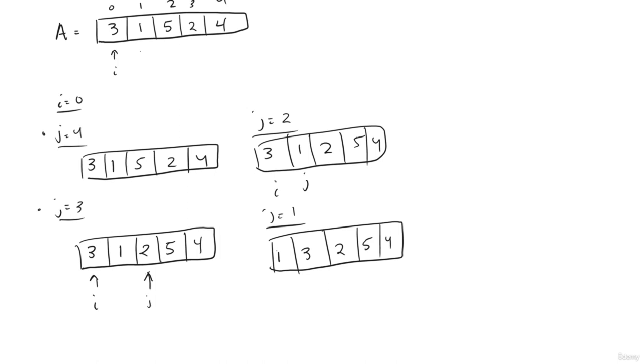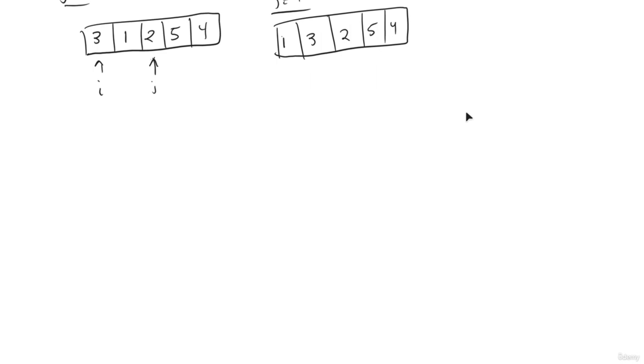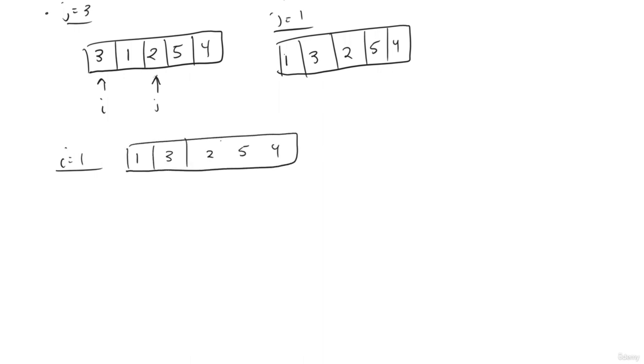And then now we move the counter I. And this is what it's going to look like. I'm going to give myself some more real estate, keeping this array in mind right here. What we do is now we move to I is equal to 1. When we move to I is equal to 1, this is what the array originally looks like. I'm going to write it out. I'm just going to carry this down. It's going to start off like this, 1, 3, 2, 5, 4. Okay, and then I is right here.